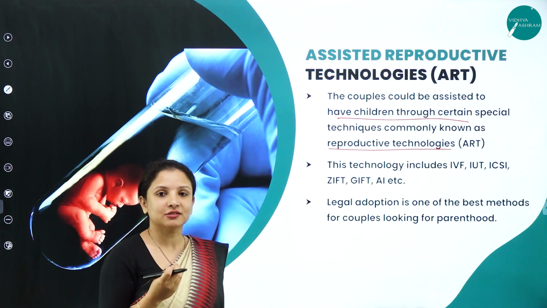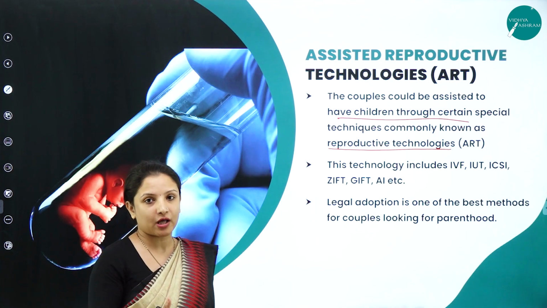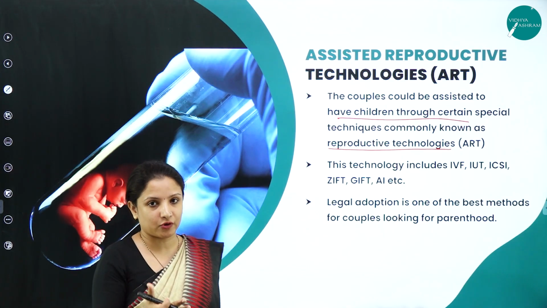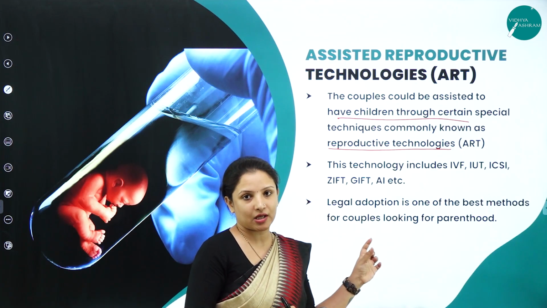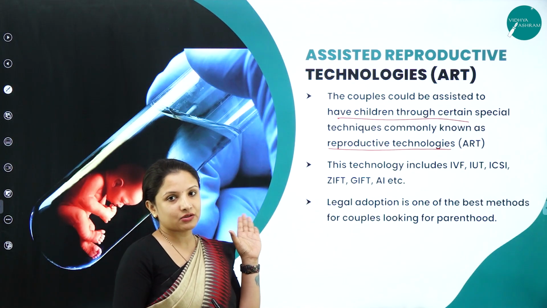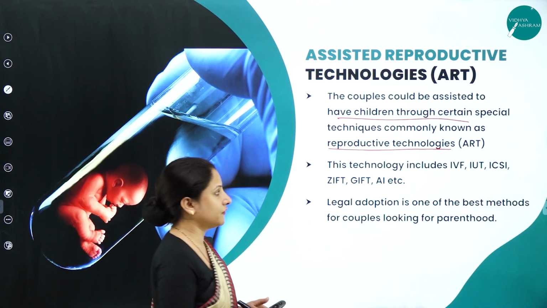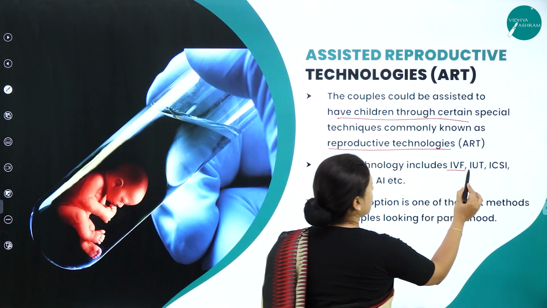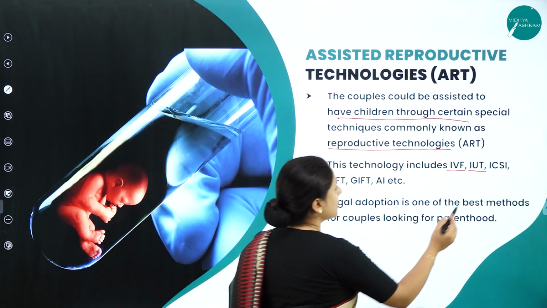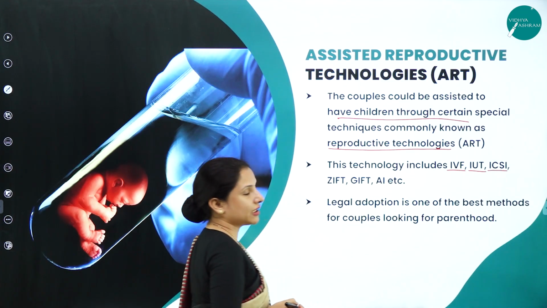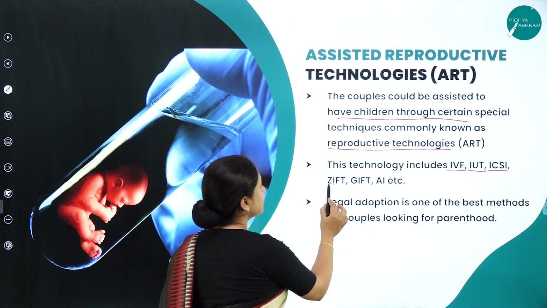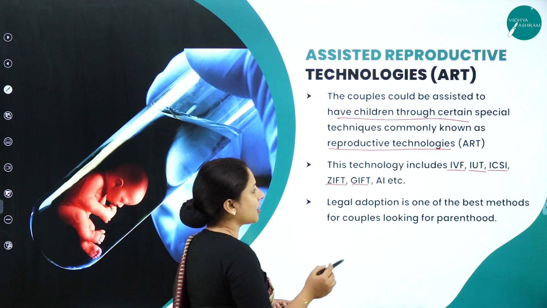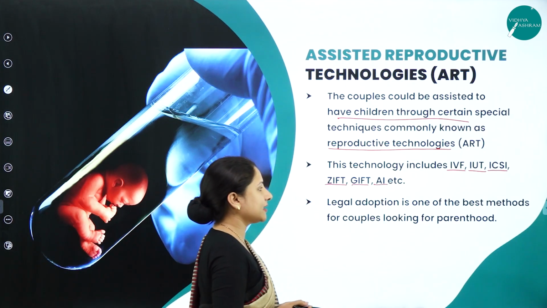So the couples could be assisted to have children through special techniques commonly known as reproductive technologies. Assist means they help. What do they help in? They help in reproduction. So they are the technologies which are used to help the couples to reproduce. That is why it is called assisted reproductive technologies. Now in assisted reproductive technologies, there are various methods that are followed. One is in vitro fertilization, that is IVF, then intrauterine transfer, that is IUT, then intracytoplasmic sperm injection, that is ICSI, then zygote intrafallopian transfer, then gamete intrafallopian transfer, and artificial insemination, that is AI.